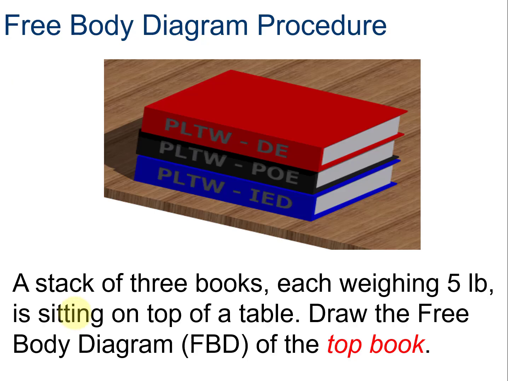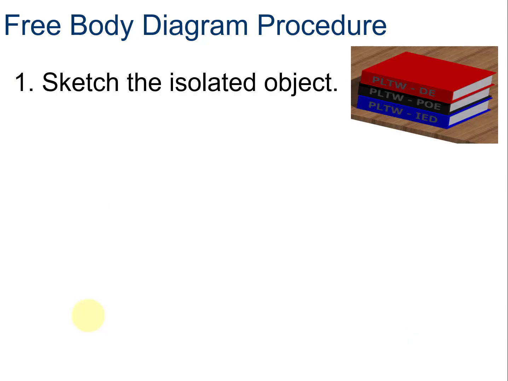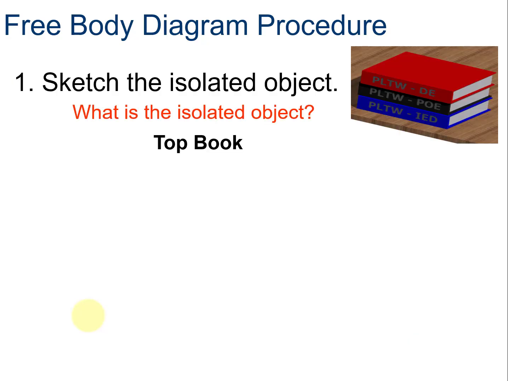So in this particular case, we have a stack of 3 books, each weighing 5 pounds, and it's sitting on the top of a table. Draw the free body diagram of the top book. It's very important that we talk about the top book here. So it's the blue one, or it's the red one, and so what we want to do is sketch the isolated object. So what's the isolated object? It's the top book. We just look at the top book by itself, and we draw it very simply.